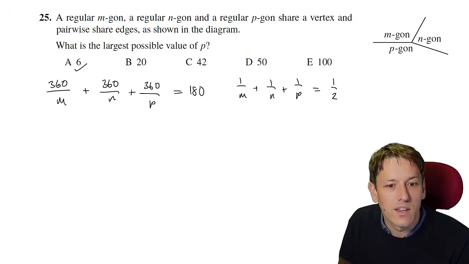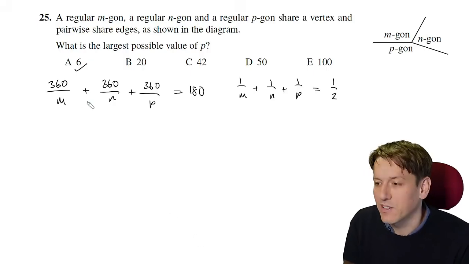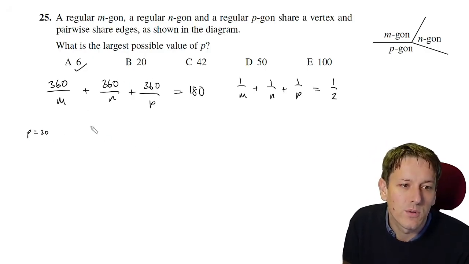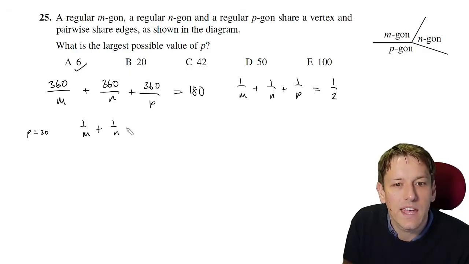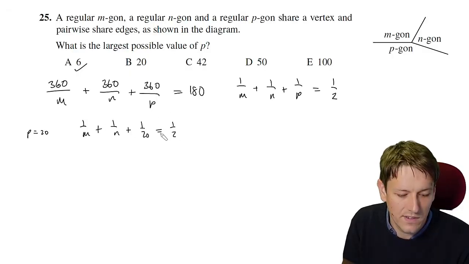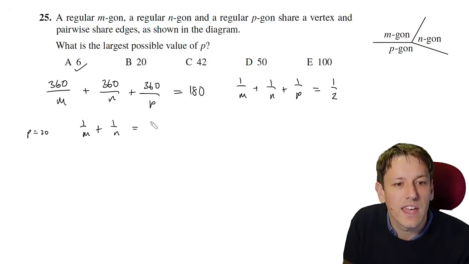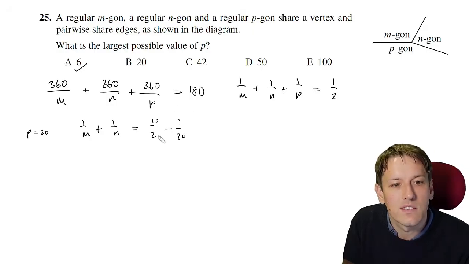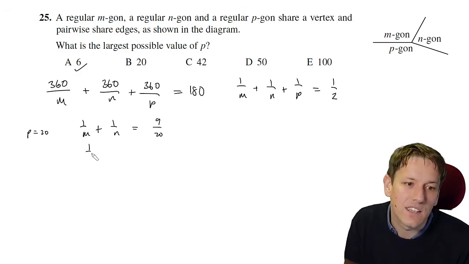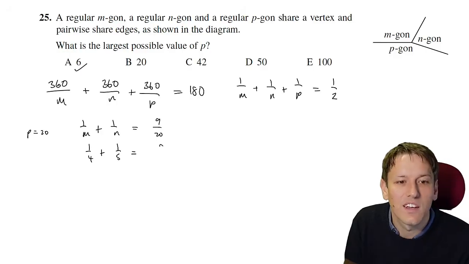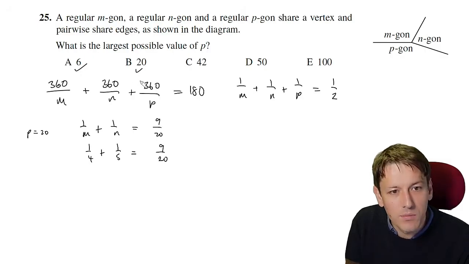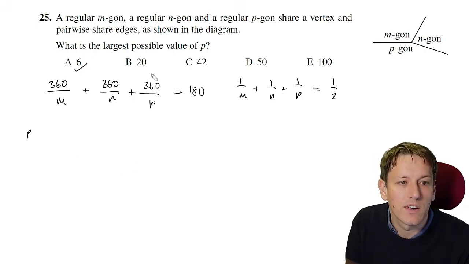Okay, let's try and do it with B. You might not start with the smallest ones, by the way. I'm going to do this reasonably thoroughly here. So if I tried to take p equals 20, I would need 1 over m plus 1 over n plus 1/20 equals 1/2. So I'd need 1 over m plus 1 over n to be 1/2 minus 1/20. So that's 10/20 minus 1/20, that's 9/20, and you can see fairly easily here that if you do 1/4 plus 1/5, you get exactly 9/20. So B is certainly possible as well.